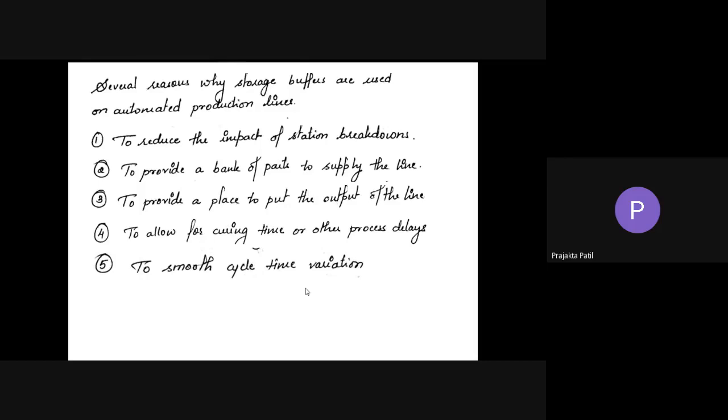Suppose you're not having an automated production line, instead you're going for a manual production line, where these cycle time variations are seen. In such a case, where human interference is seen, it is likely that the cycle time will vary from person to person, right? The operations that they perform. So in such cases, going for a storage buffer is going to be an advantage. So these are some of the reasons why storage buffers are used on automated production lines.